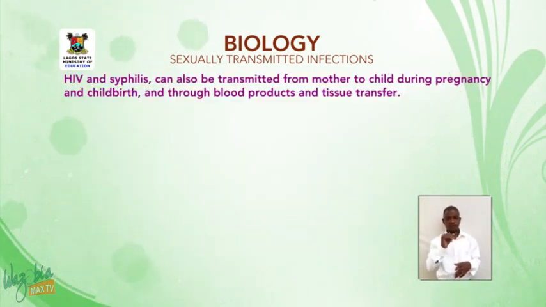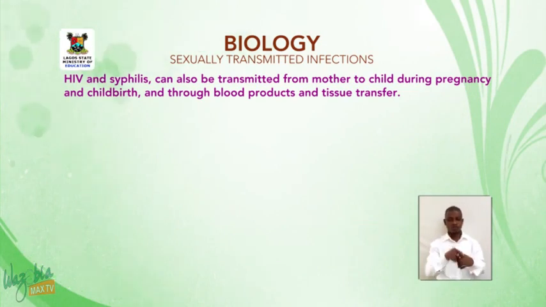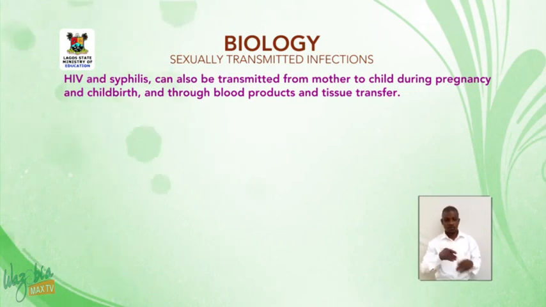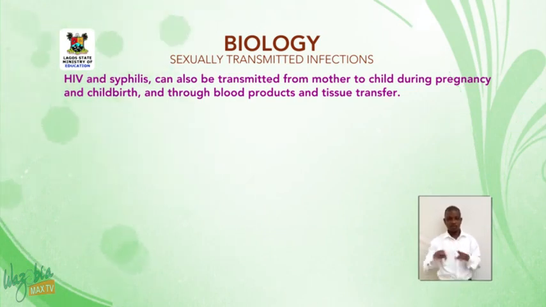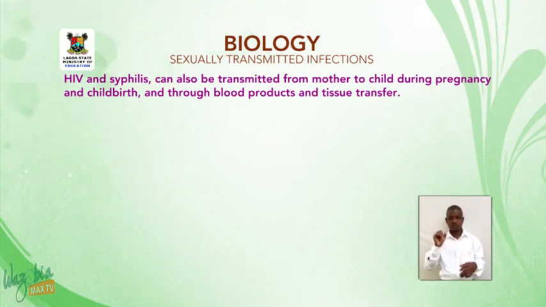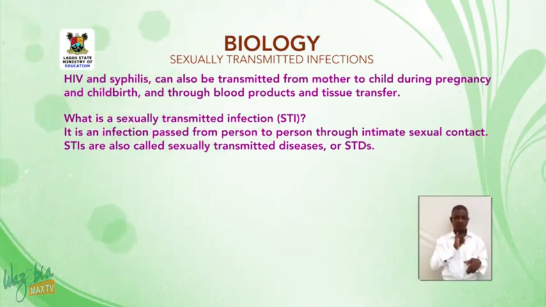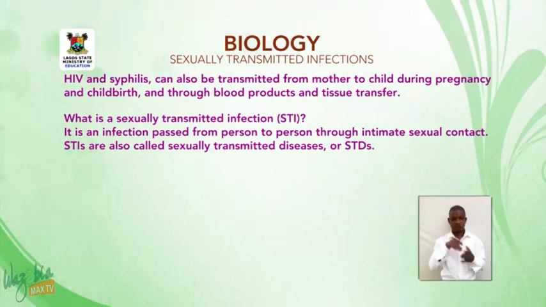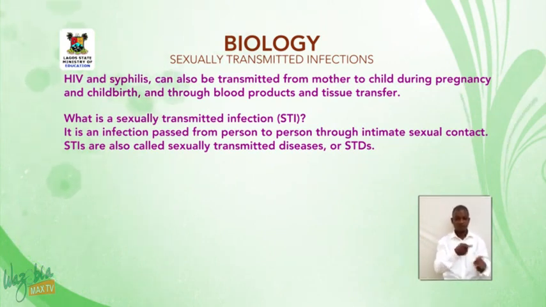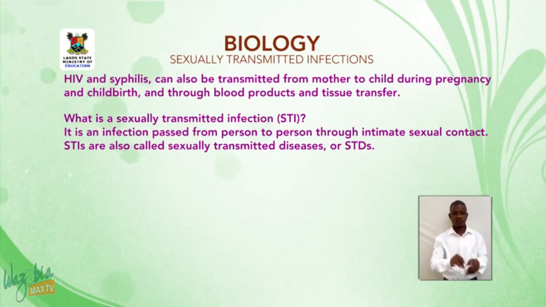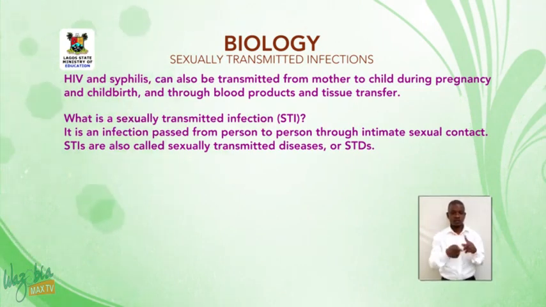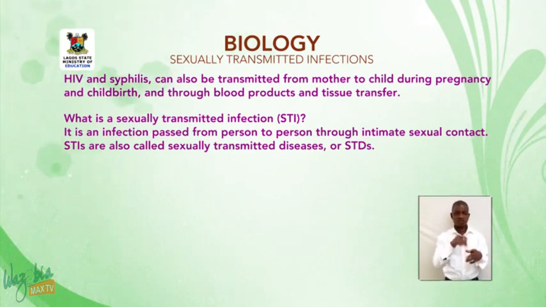HIV and syphilis can also be transmitted from mother to child during pregnancy and childbirth, and through blood product and tissue transfer. Now, what is a sexually transmitted infection, STI? It is an infection passed from person to person through intimate sexual contact. STIs are also called sexually transmitted diseases or STDs.